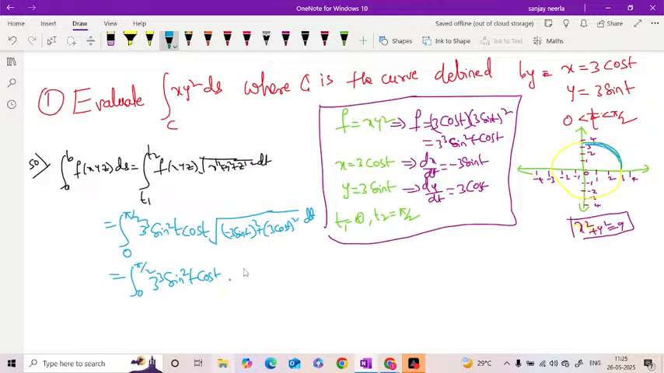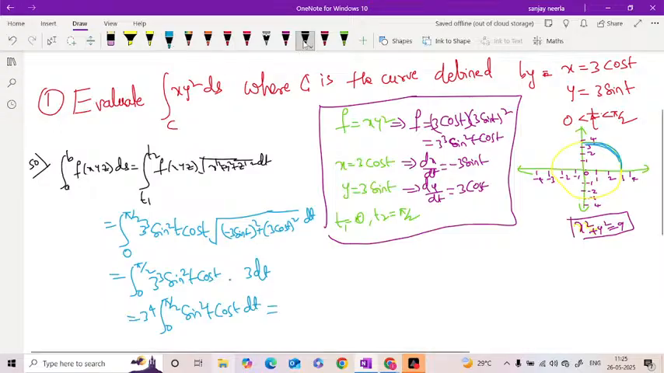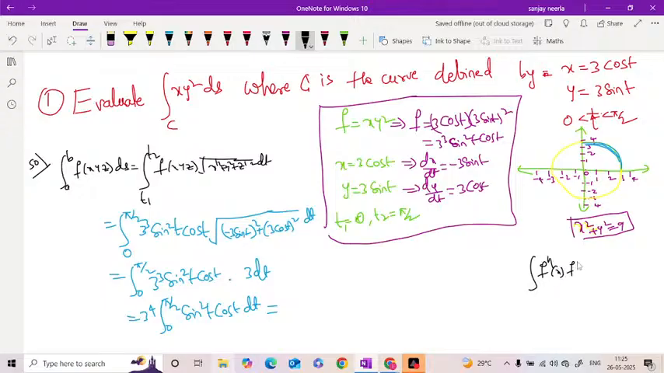It is the only 3 dt. That means 3 power 4 integral 0 to pi by 2 of sin square t into cos t into dt will get. Now after simplification, here we have f power n into f dash dx. Directly we have the formula according to substitution method: f power n plus 1 by n plus 1.